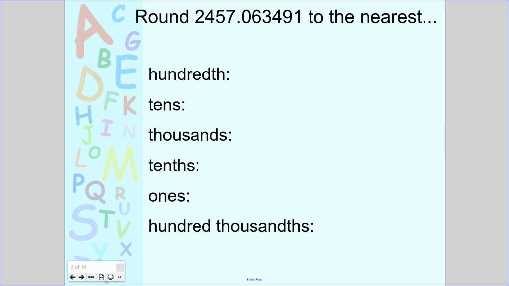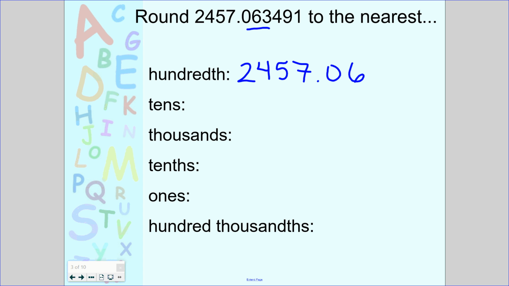All right. So let's say I want to round to the hundredth place. What digit currently is in the hundredth place? The 6. Okay, so if I want to round to the hundredths, I'm going to look at the 3, the number after it. Does that 3 tell me to round up or down? It tells me to round down, so essentially my number is going to get cut off after that 6. It's going to look like 24557.06.